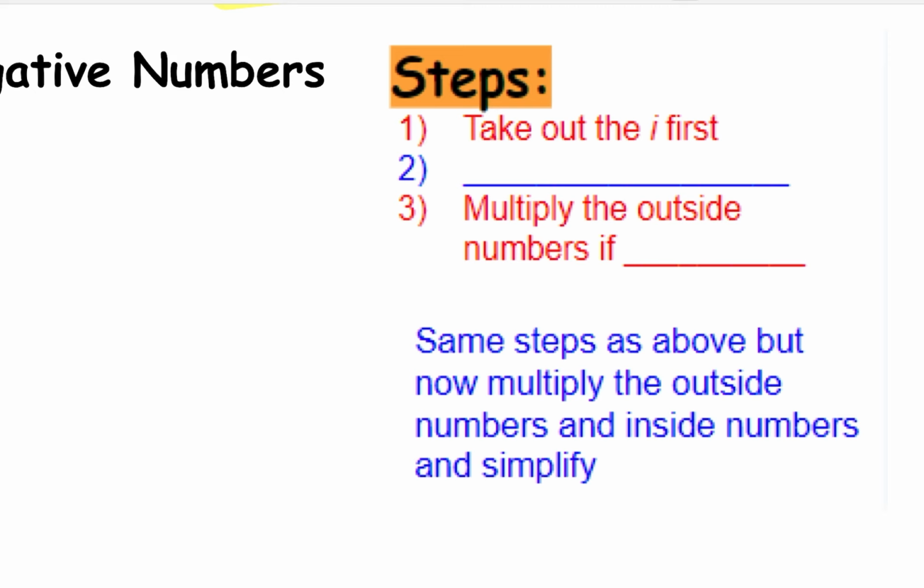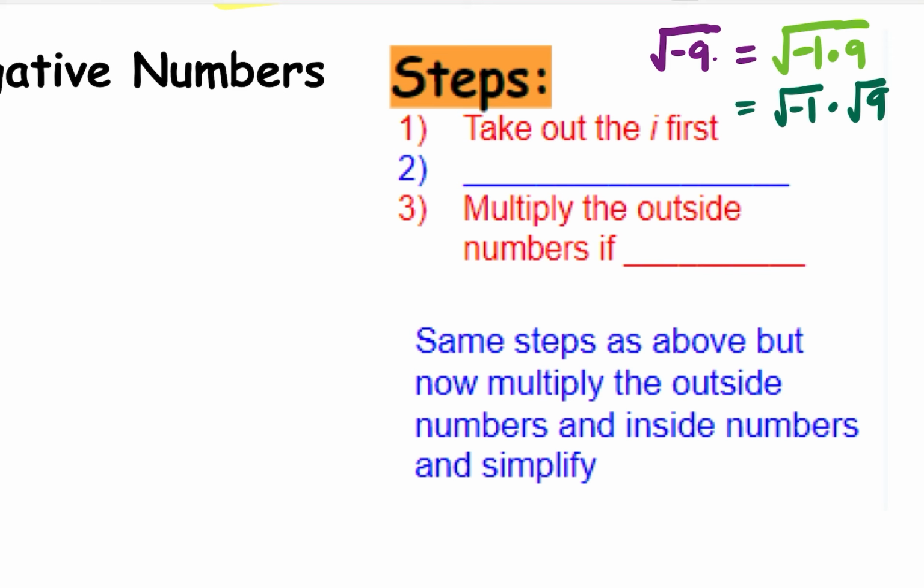The first step is to take out the i first. That would mean, for example, if I have the square root of -9, I am going to take out the i first, which means I will separate this into -1 times 9. Why am I doing this? Because my goal is to take out the i first. So I'm going to separate the square root of -1 times the square root of 9.